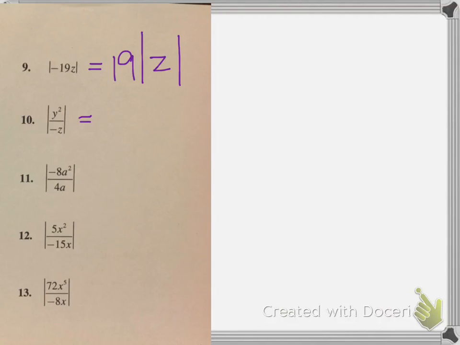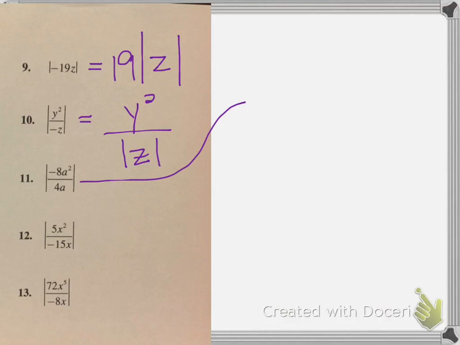So on number 10, when it says absolute value of y squared over negative z, it doesn't matter what we put in for y, whether it's positive or negative, because it's going to go positive because it's being squared. So I don't have to worry about the absolute value symbols. But because of that negative z on the bottom, I am going to have to surround that with absolute value symbols, because I don't know really what that could be. So since it could potentially be a negative, we need to make sure that it stays positive.